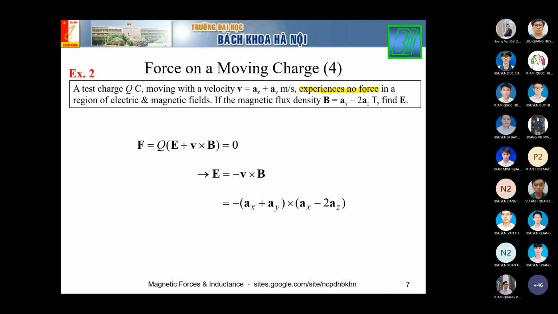To compute the cross product, in this case, you should expand the cross product here, like I showed you how to do this. Like AX cross AX is 0. AY cross AX will be minus AZ. And then AX cross AZ will be minus AY, and AY cross AZ will be AX, and this is the result. Very simple, right?